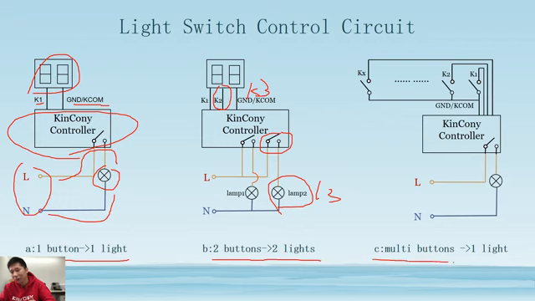And this time you can see this situation. Maybe sometimes you want multiple buttons to control 1 lamp. For example, you want 2 switches to control 1 lamp. One is beside your door and one is beside your bedroom. So you have 2 switches connected with 1 lamp.